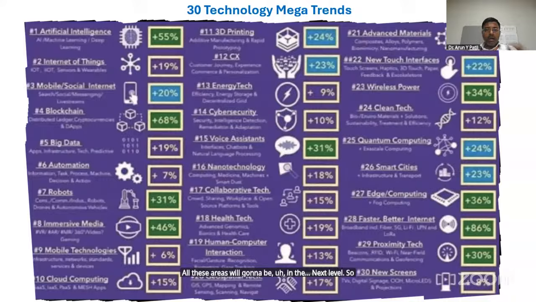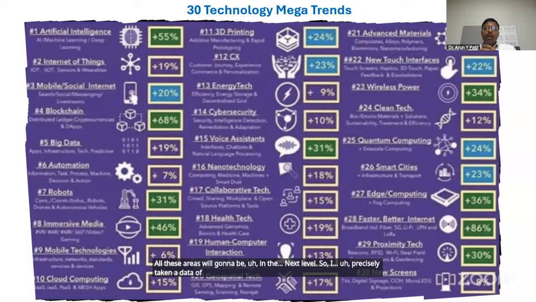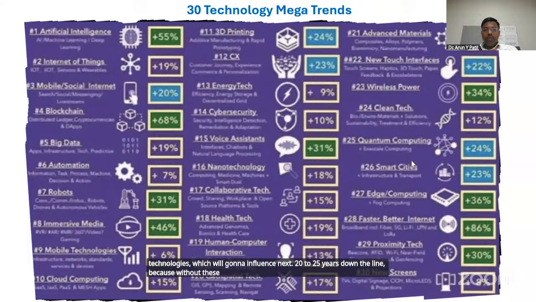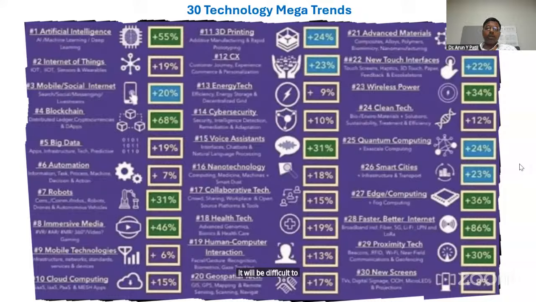So I precisely took data on 30 technologies which are going to influence the next 20 to 25 years down the line, because without these it will be difficult to work on any research front. So this will be a basic requirement you have to learn, right?